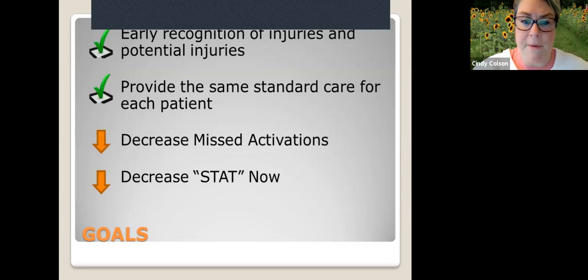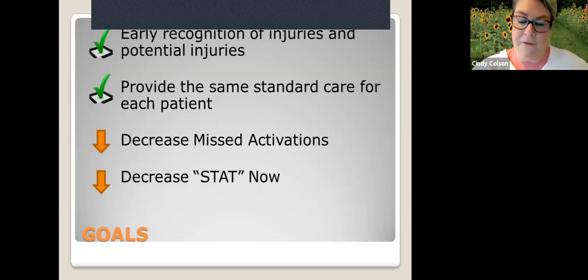We also want to be able to provide the same standard of care for each patient. And our goals in doing that is we want to decrease our numbers of missed activations and decrease our numbers of stat nows. Now, I will say that I've been working with trauma and burn surgery for about 5 years.